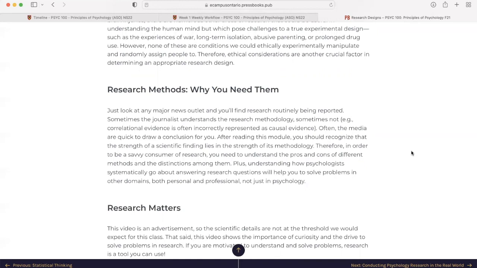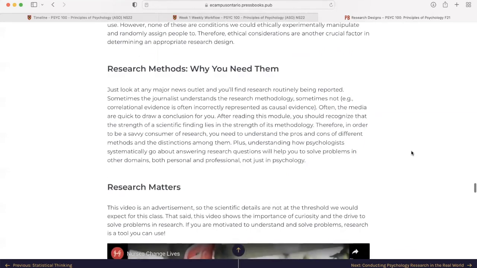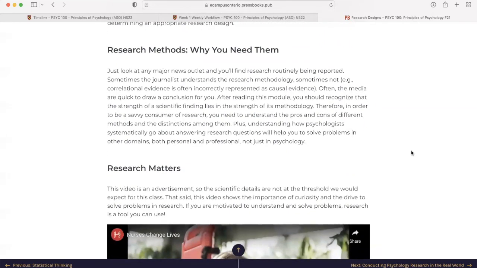After reading this module, you should recognize that the strength of a scientific finding lies in the strength of its methodology. Therefore, in order to be a savvy consumer of research, you need to understand the pros and cons of different methods and the distinctions among them. Plus, understanding how psychologists systematically go about answering research questions will help you to solve problems in other domains, both personal and professional, not just in psychology.